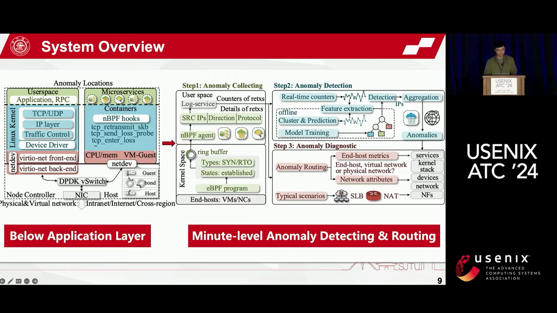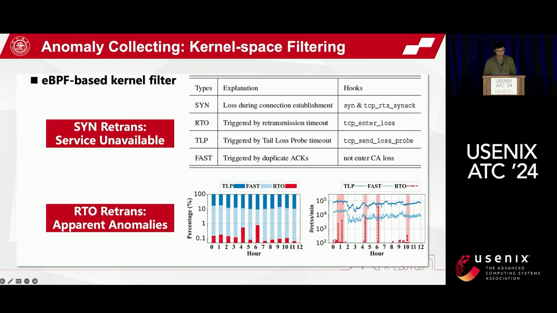The process from anomaly collecting to routing takes less than 1 minute. In the first step, AND monitors retransmissions at end hosts via a dedicated tool, namely NBPF. It then performs real-time anomaly detecting on time series with retransmission counters. Finally, the abnormal IPs are aggregated by application and network attributes and exported to the diagnostic process.